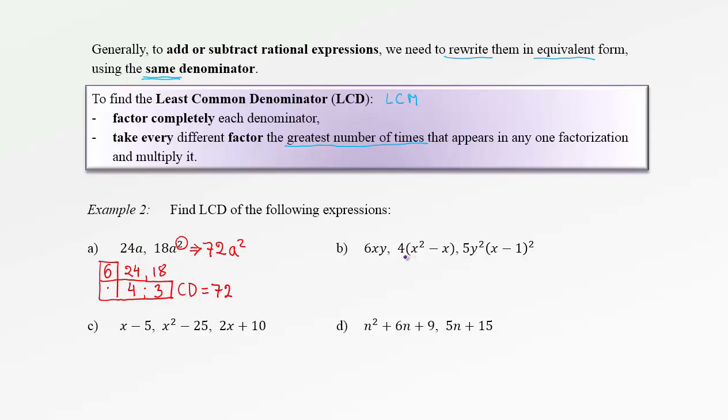Okay, let's look at the next example. This time we have three expressions to find the least common multiple of. Again, let's find the LCM for the numerical coefficients. So 6, 4, and 5.